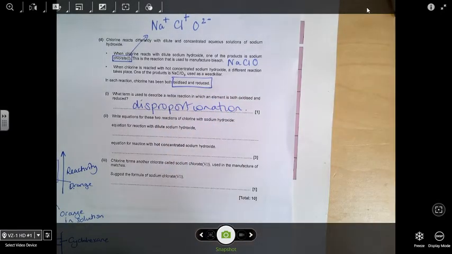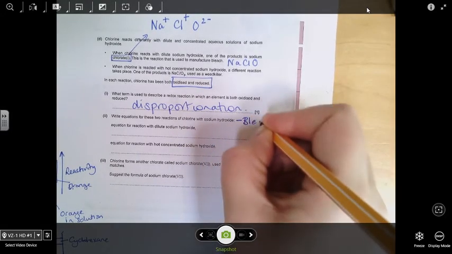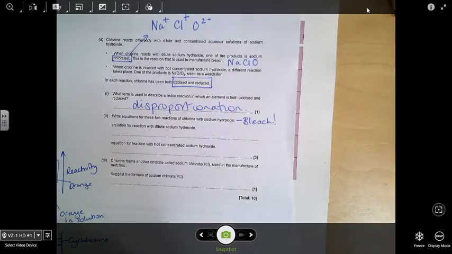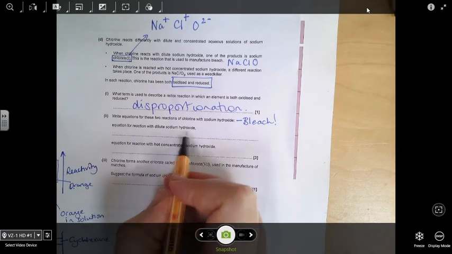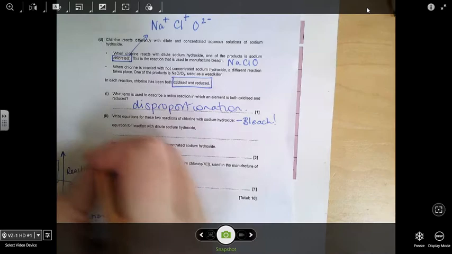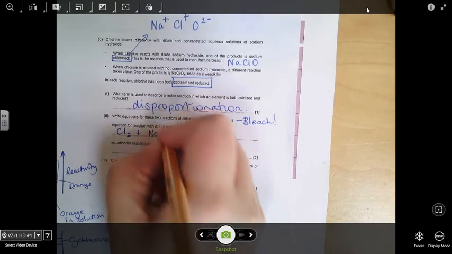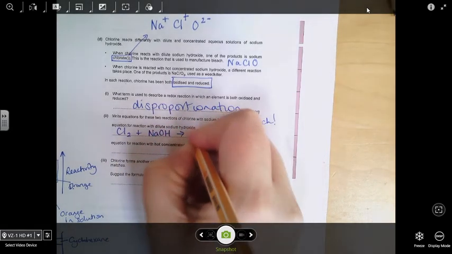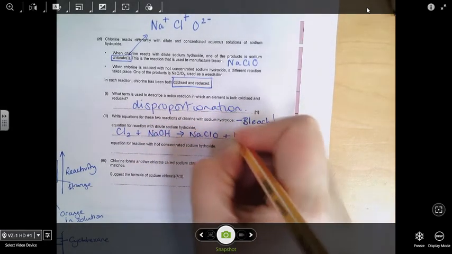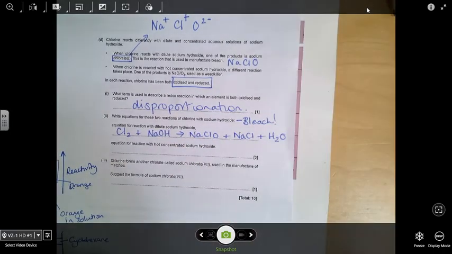Write equations for the two reactions of chlorine with sodium hydroxide. So a key part to this is the fact that we talked about bleach, and we would have learnt about some of the products that are formed when bleach is formed. So the equation with the dilute sodium hydroxide, we know we're going to form this as one of the products. So it's going to be Cl2 plus NaOH goes to NaClO plus your sodium chloride salt plus your water.